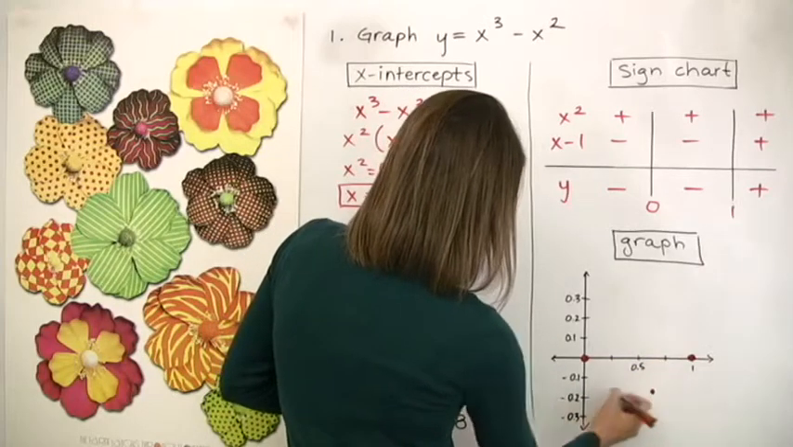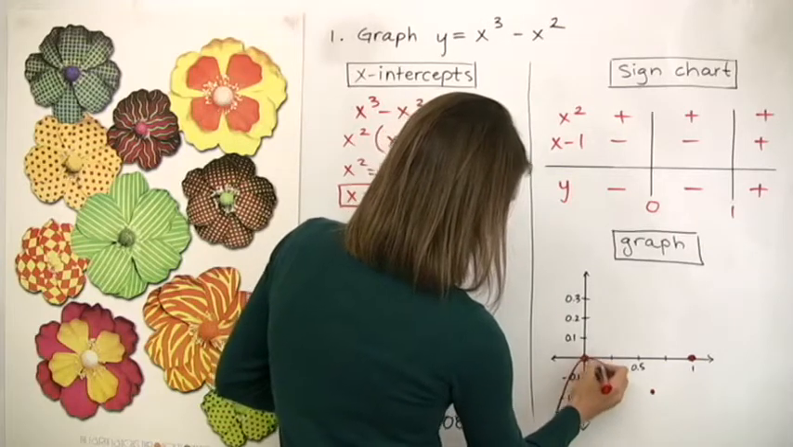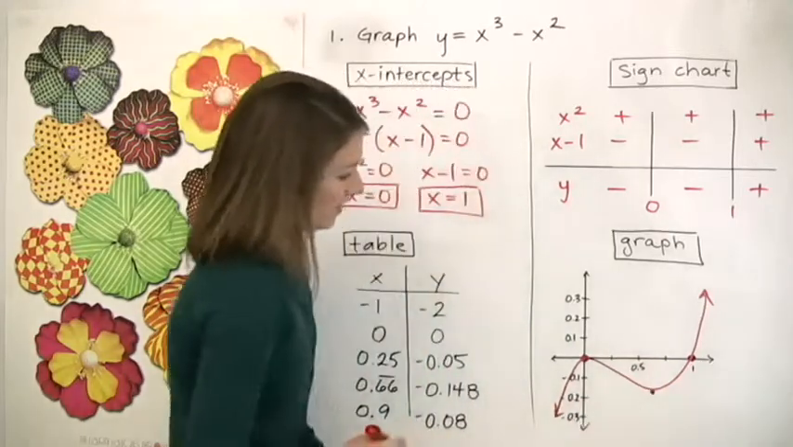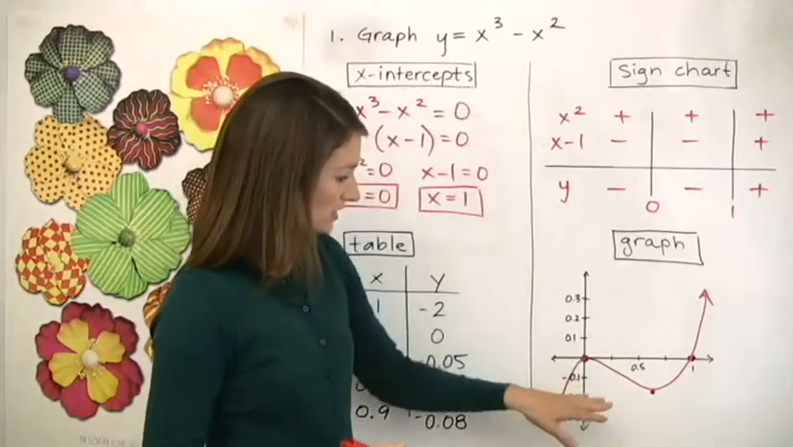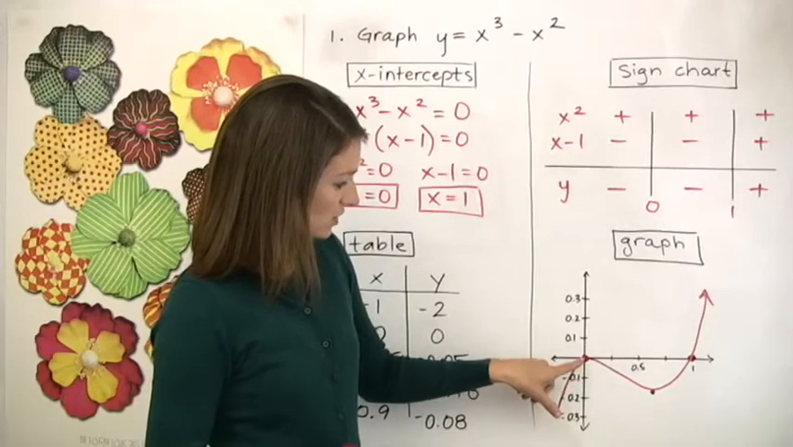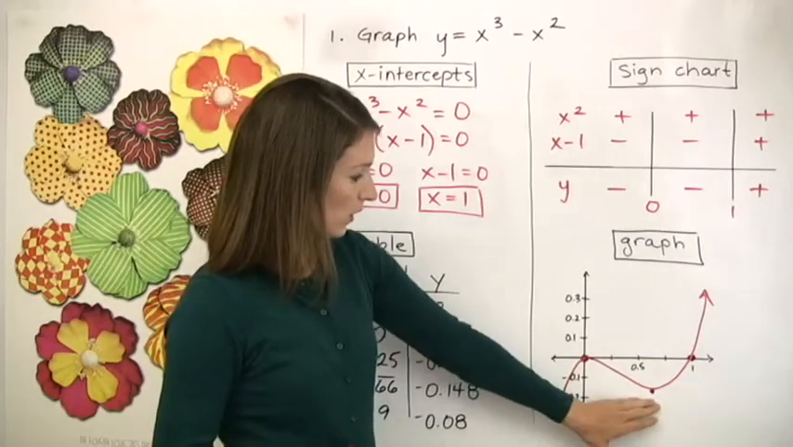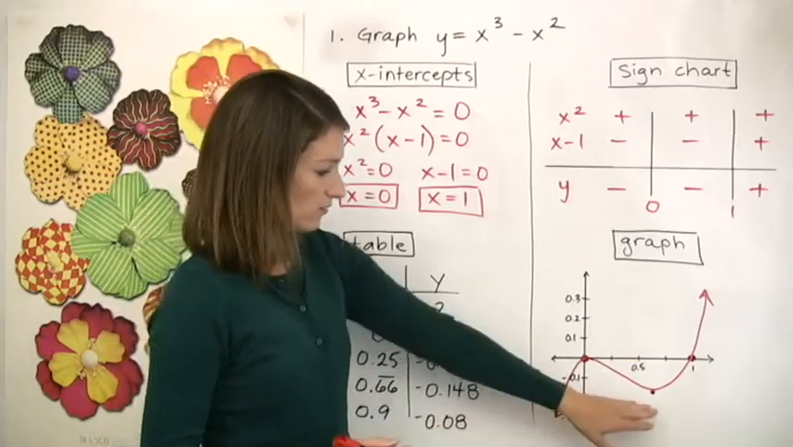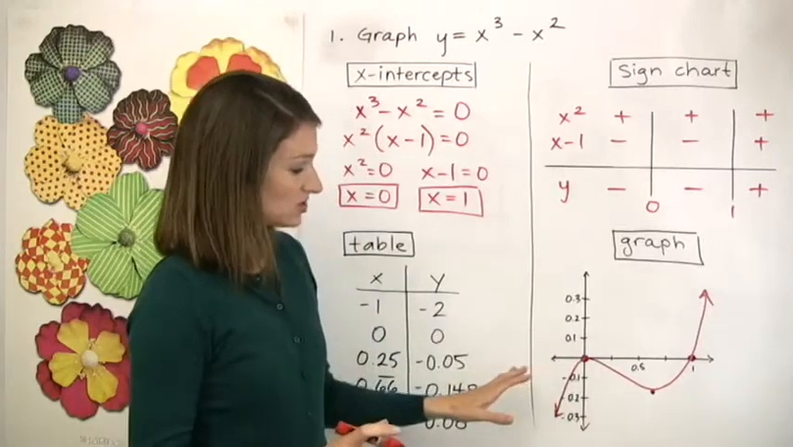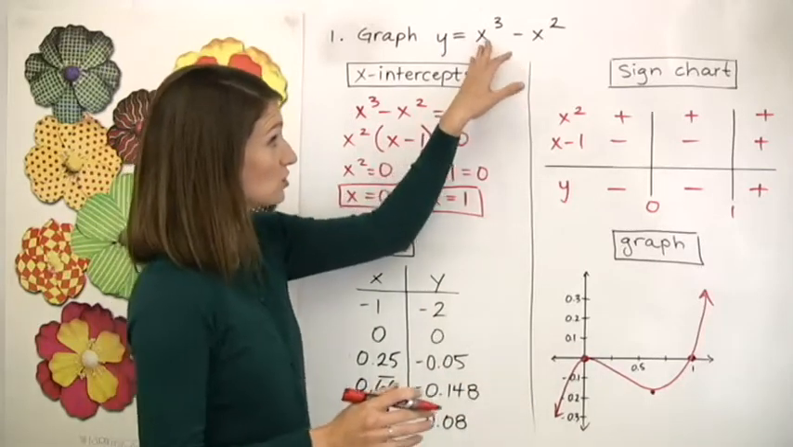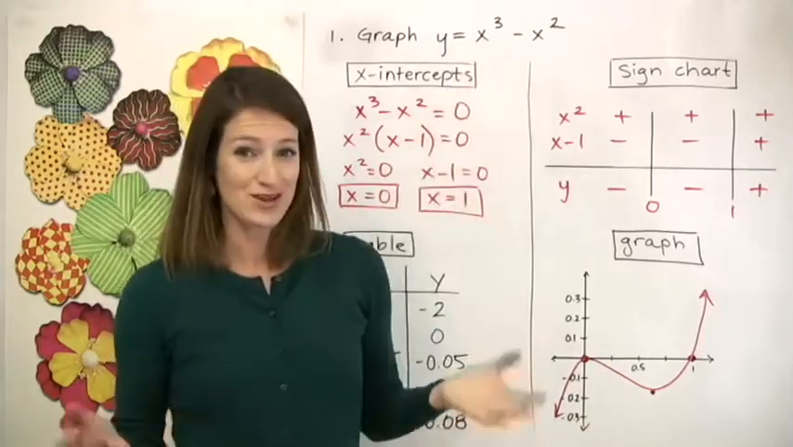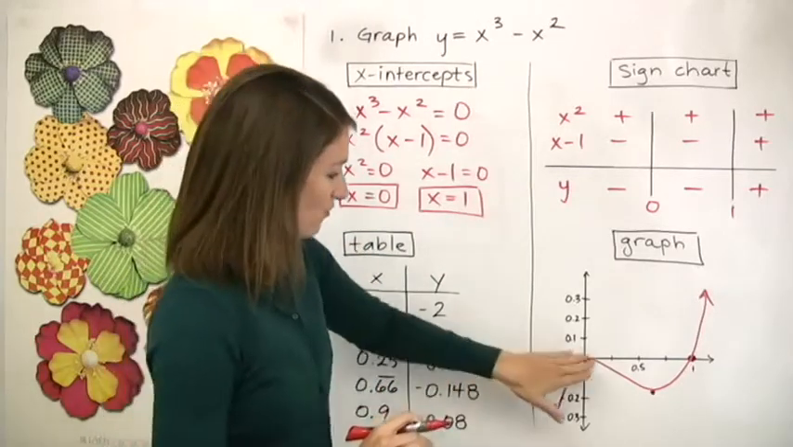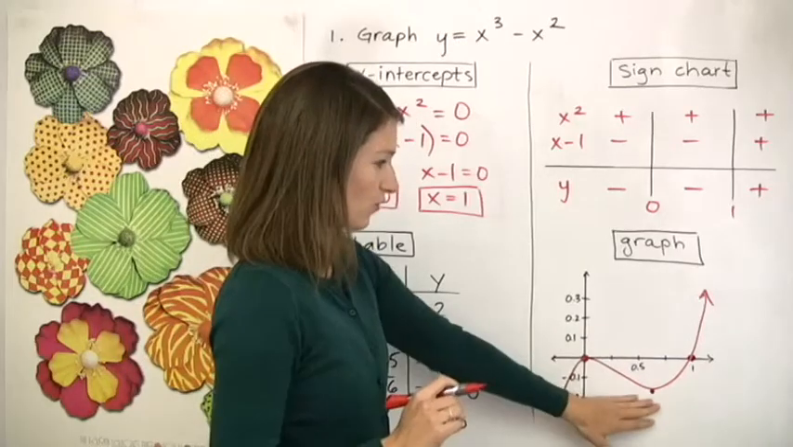So we've got a turning point here where it's at 0, 0, and we have a turning point at approximately 0.66 and negative 0.148 here, which matches because if you look at our original function, our degree here is 3, therefore our maximum allowed turning points would be 3 minus 1, which is 2, so we found all of our possible turning points for this graph.